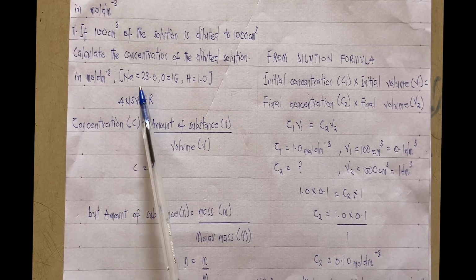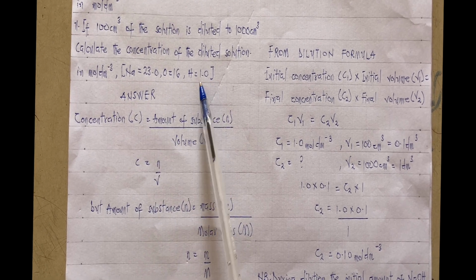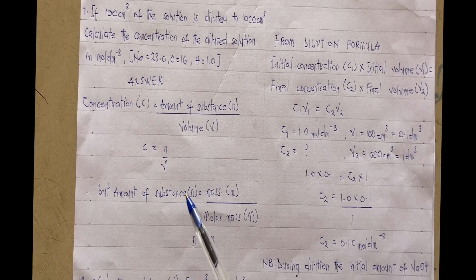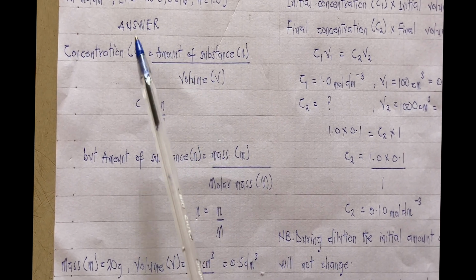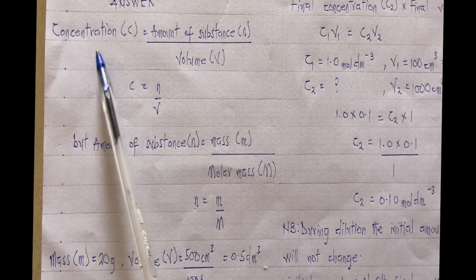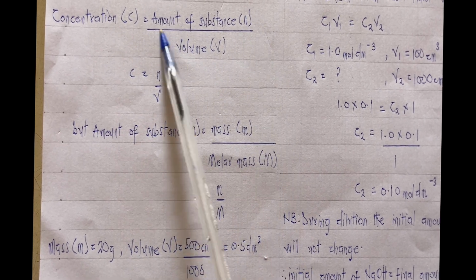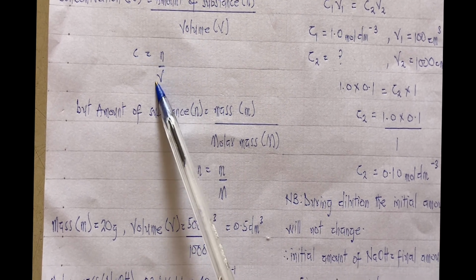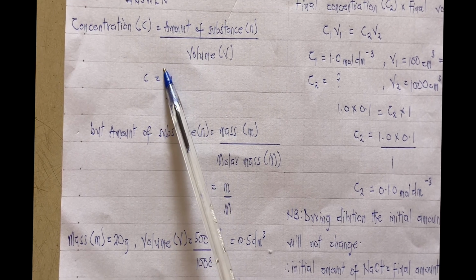That is Na is 23, oxygen is 16, hydrogen is 1. Now let us look at how we can calculate the concentration first. So first of all, let us look at some formulas here. We have concentration, and when we say concentration, mathematically it is amount of substance all over volume. So we can say C equal to n over V. So this is the formula that we can use for concentration.